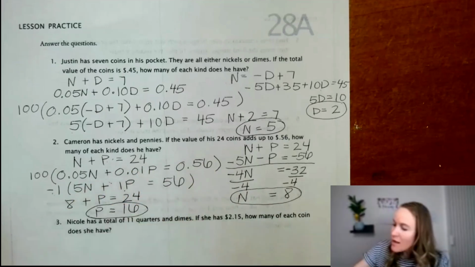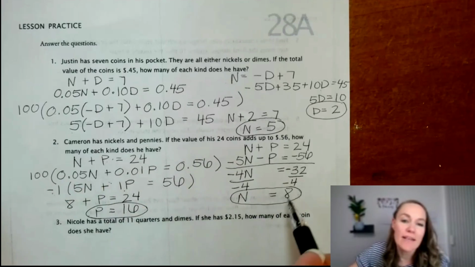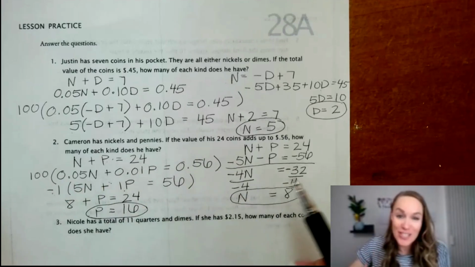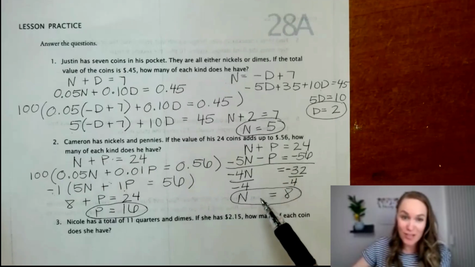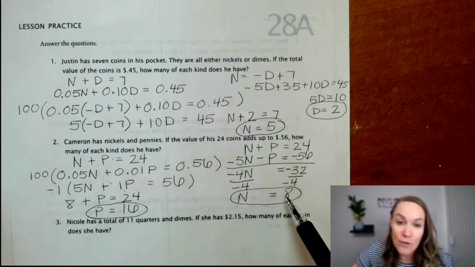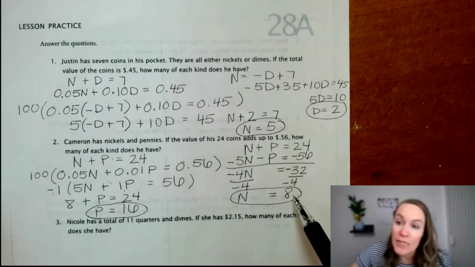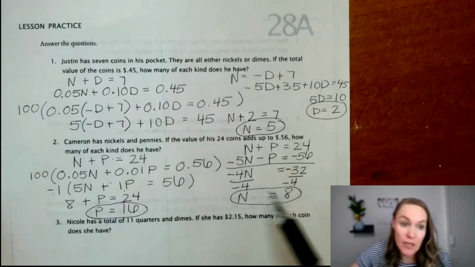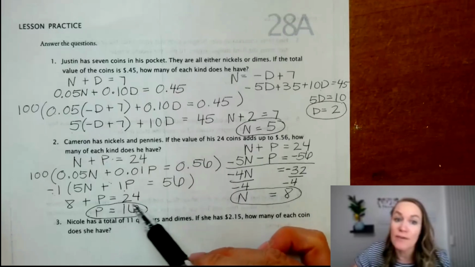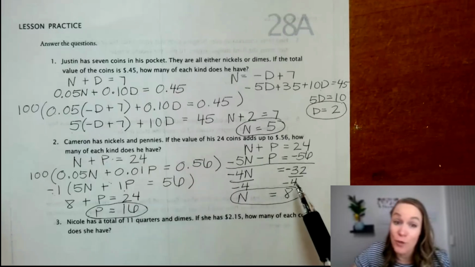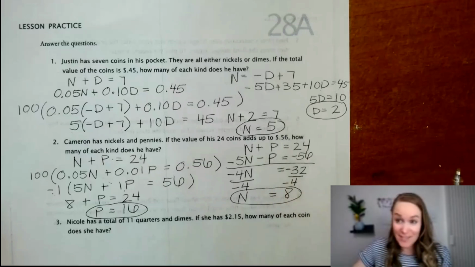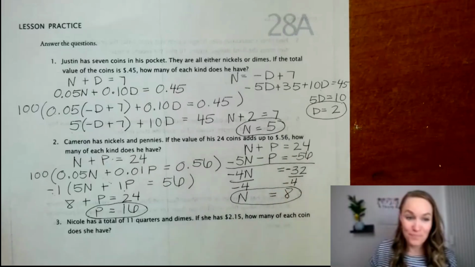So that means I have 16 pennies and 8 nickels. Now let's just do some quick math in our head just to check our work. If I have 8 nickels, and nickels are worth 5 cents each, that means I have 40 cents. So I have 40 cents there. And then pennies are worth 1 cent, so I have 16 cents there. 16 plus 40 is 56. So yes, I did everything correctly.